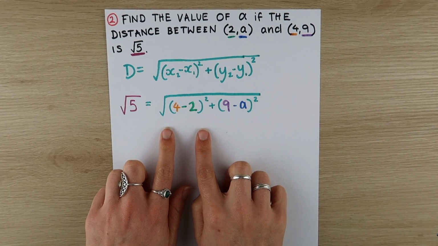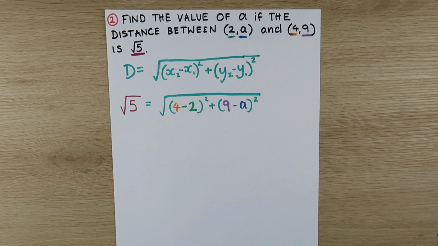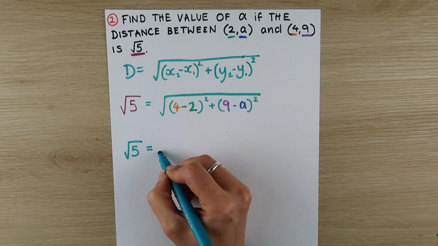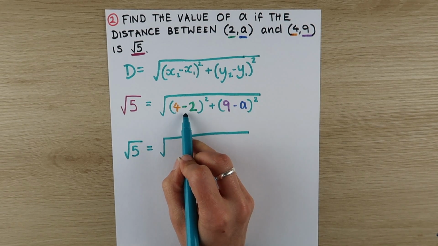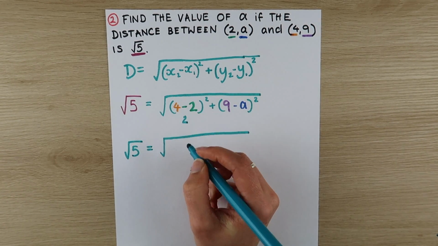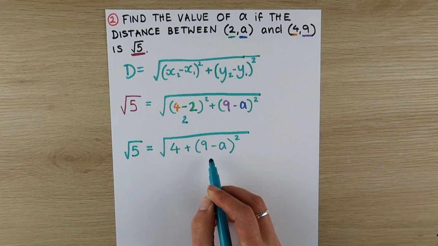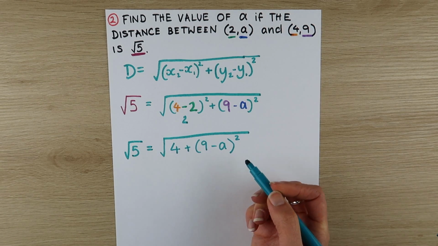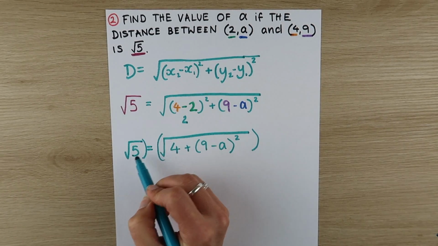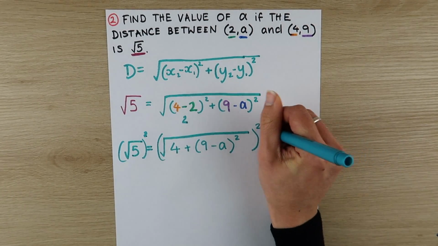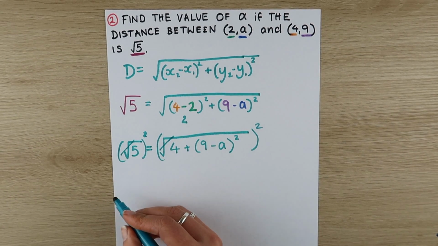From this point, I'm going to continue simplifying what I know so far. So the square root of 5 is equal to 4 minus 2, so that would just be 2, and then that squared becomes 4. Within this bracket, I can't alter anything because I don't know what my a value is at this stage. Now, because there's a square root covering both sides, I can get rid of this by squaring each one, which cancels out that square root symbol.